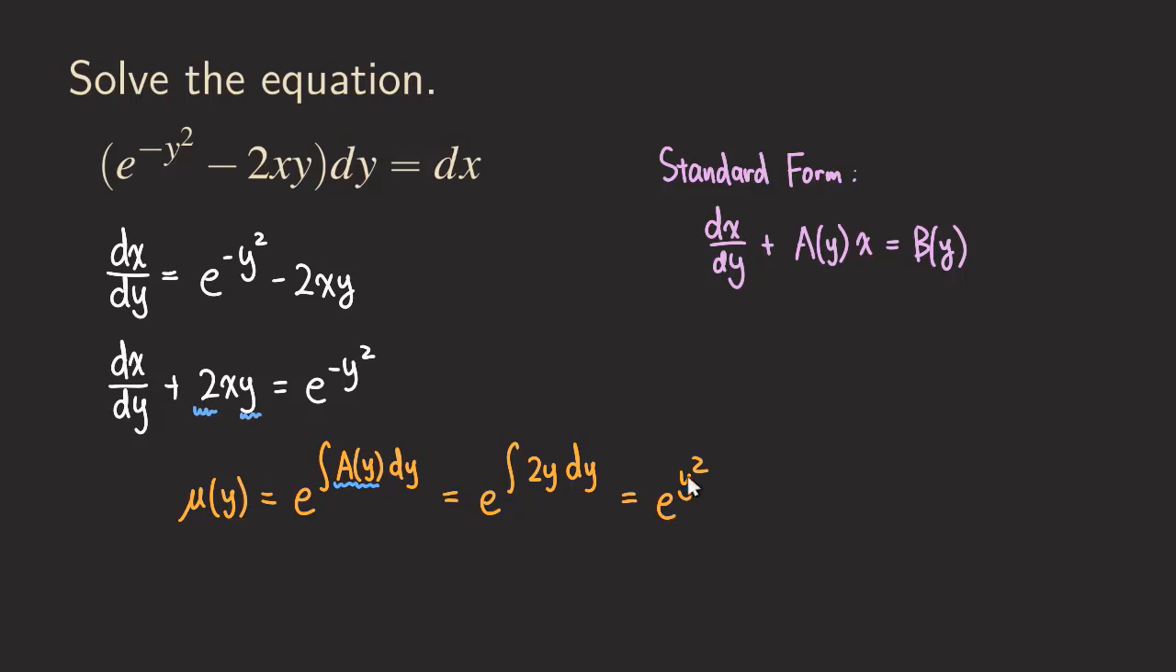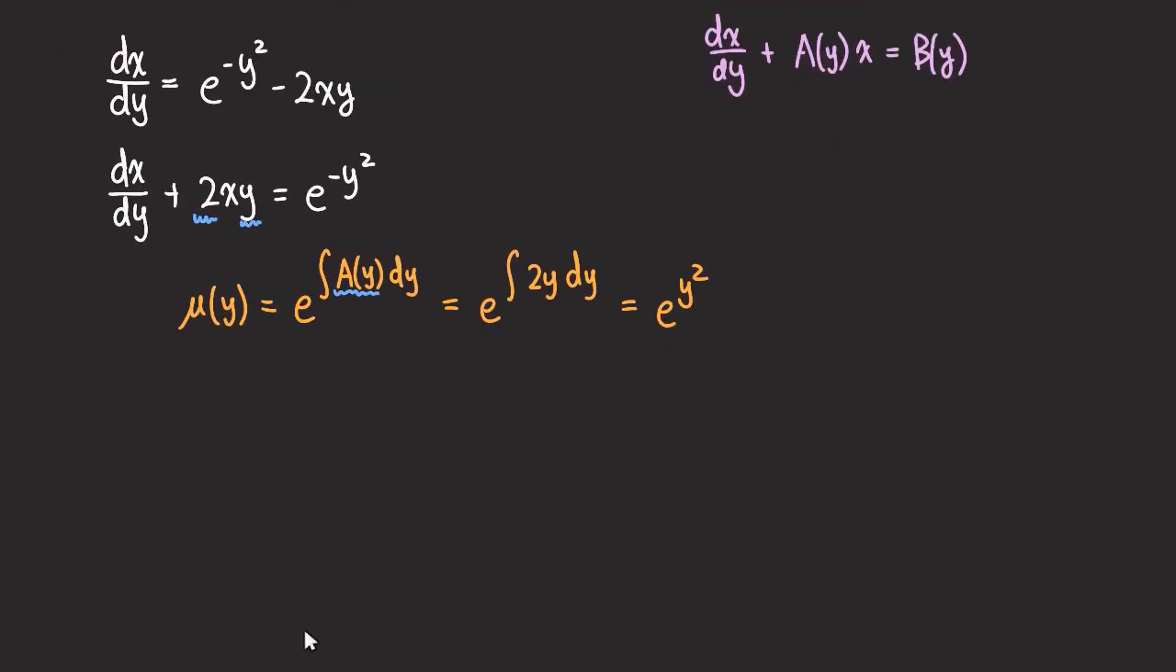So that's our integrating factor. This is the function that we are going to multiply to each term of the equation. Okay, so let's continue. Now multiplying this integrating factor to both sides of the equation, we are going to get mu of y times dx over dy, plus mu of y times 2xy, that's the original term, right? So that's equal to mu of y times e to the negative y squared.